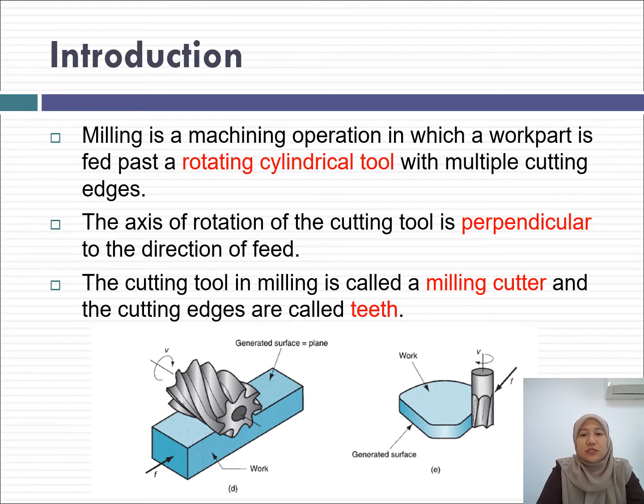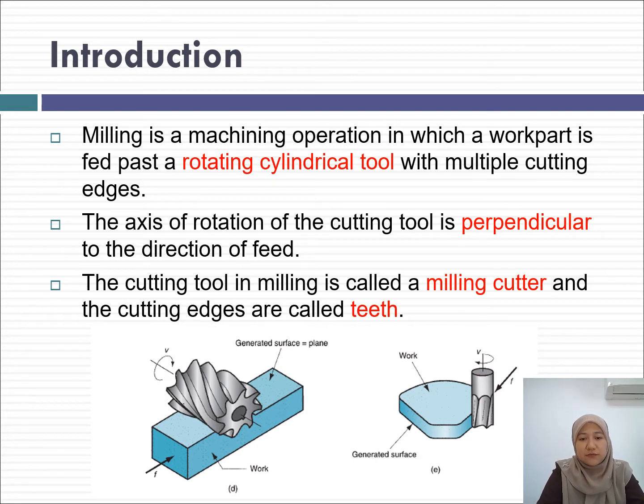The axis of rotation of the cutting tool is perpendicular to the direction of feed. So feeding is in the X direction and the cutting tool is rotating perpendicular to that direction. The cutting tool in milling is called a milling cutter, and the cutting edges are called teeth. It does not have only one, there are multiple edges of teeth.